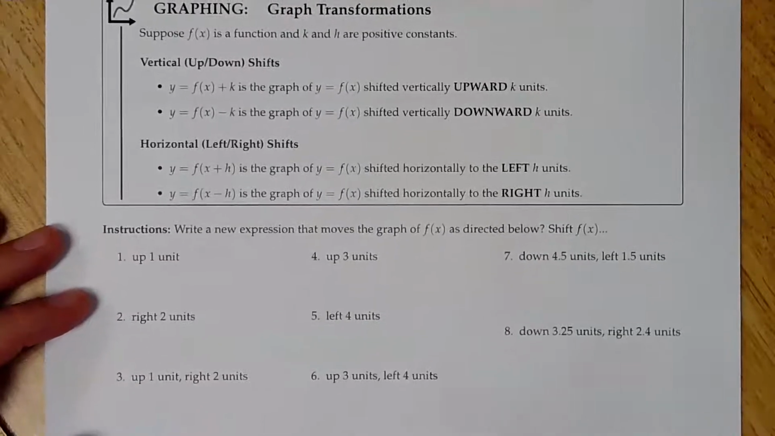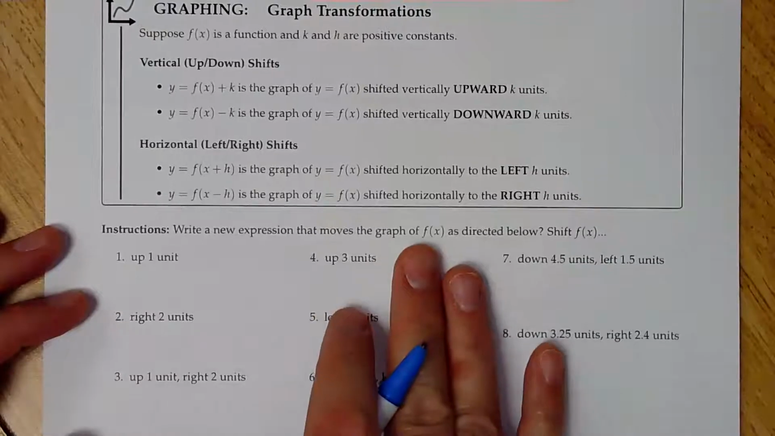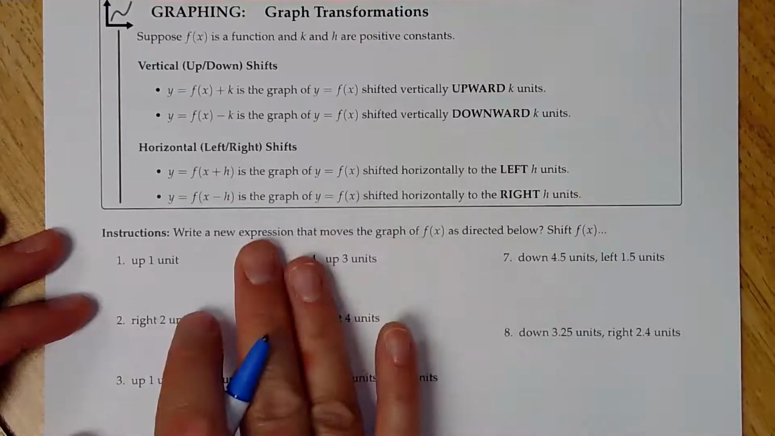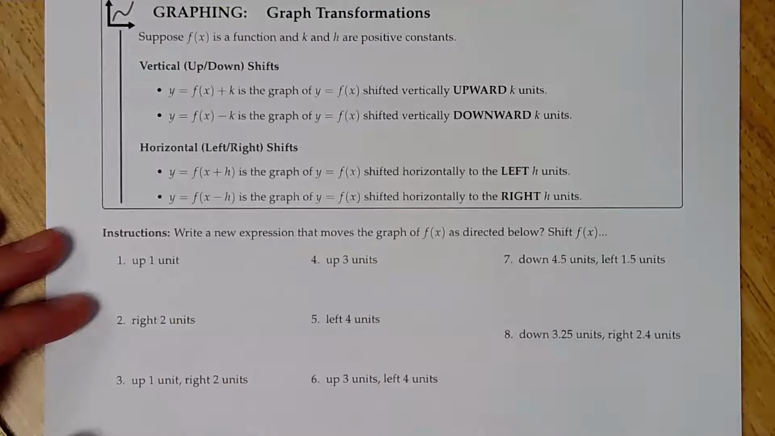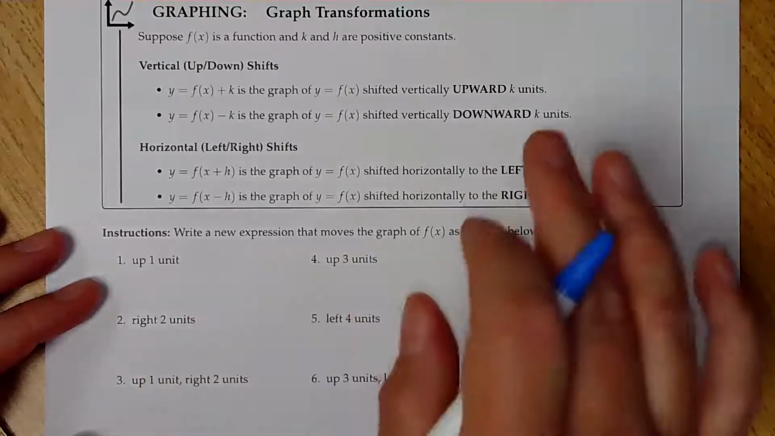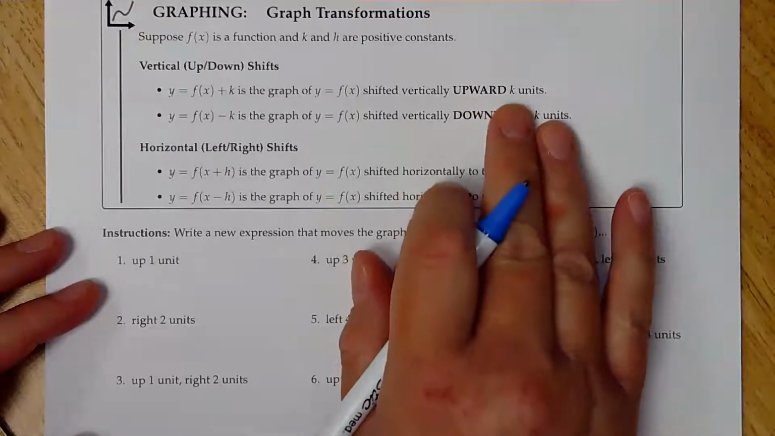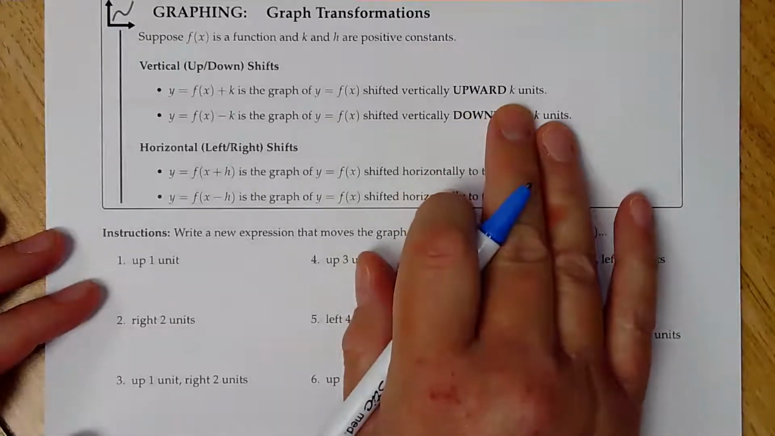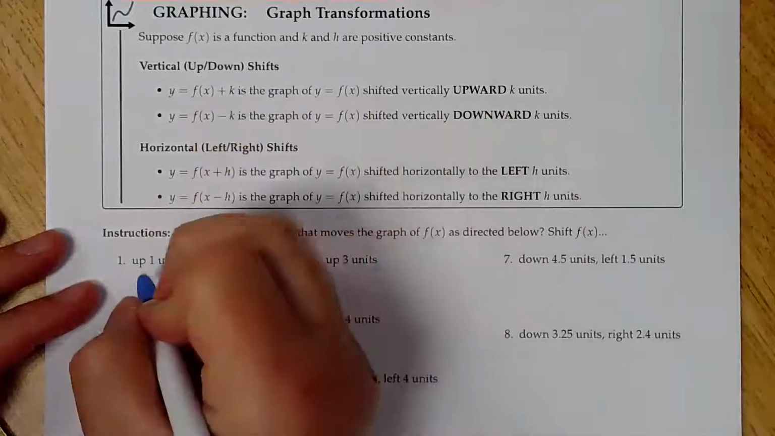Let's give this a try. So we have a graph of f of x. We're going to write a new expression for how this shift is going to work. If I wanted to go up 1 unit, then I'm going to use this first line here. My k will be 1 because I want to go up 1 unit. And so I'll write f of x plus 1.